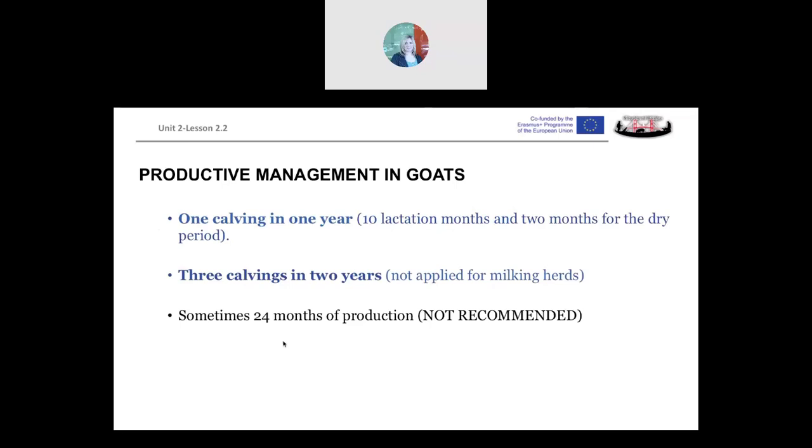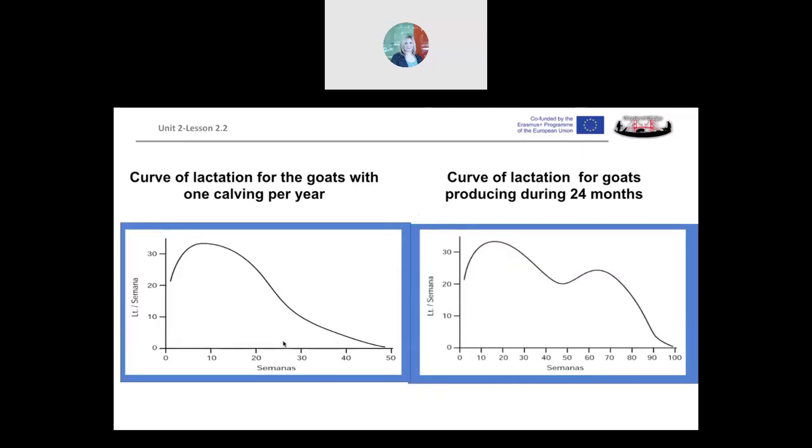24 months of lactation without drying the mother, 2 months after 10 months of lactation. So this is not recommended at all. This is not good, and you are going to see why.